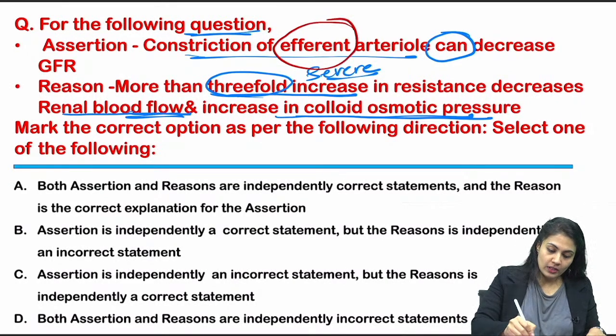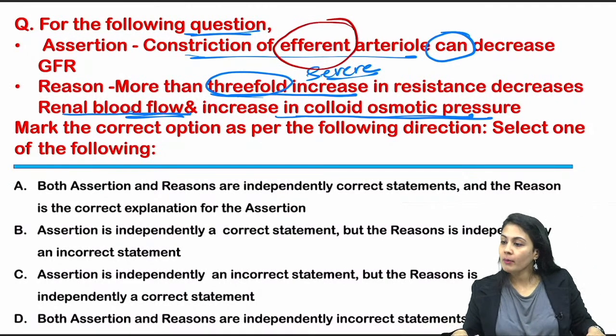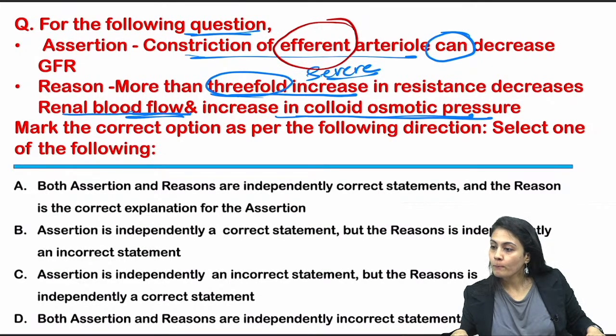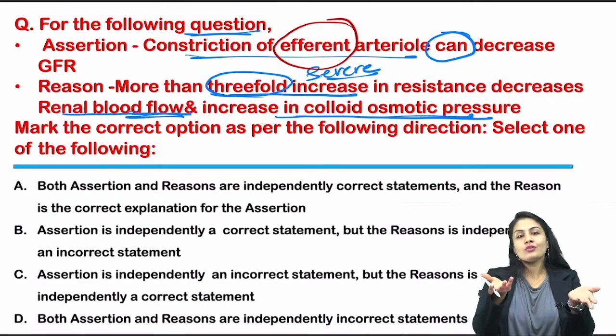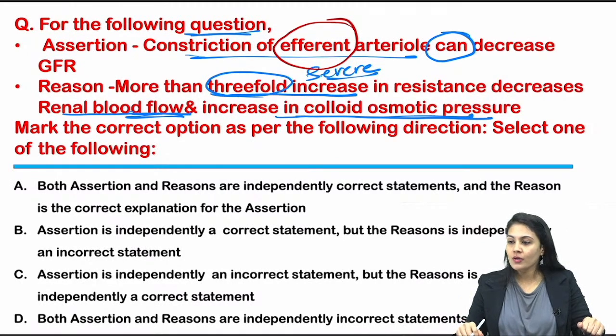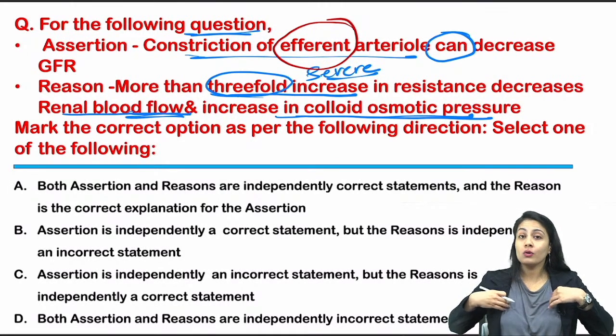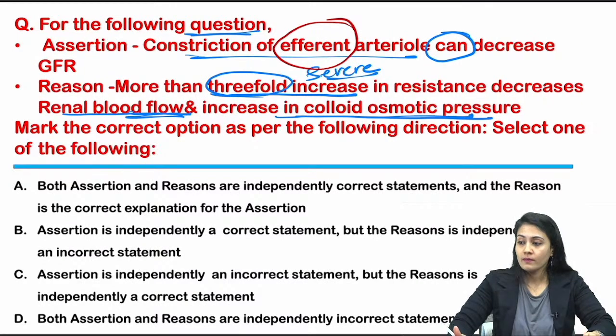Bache, they are asking about the efferent arteriole. Why are you talking about afferent? Afferent constriction, so GFR is going to decrease for sure. Yes, you are right, Dr. Rao. They are asking about efferent. Read the question carefully, bache.